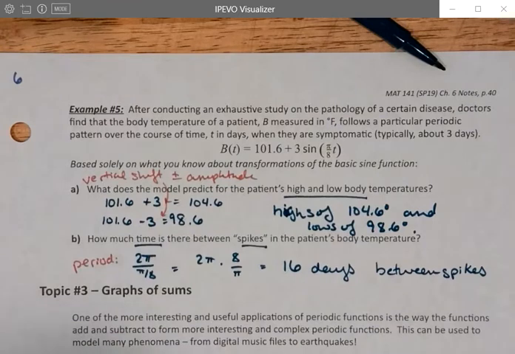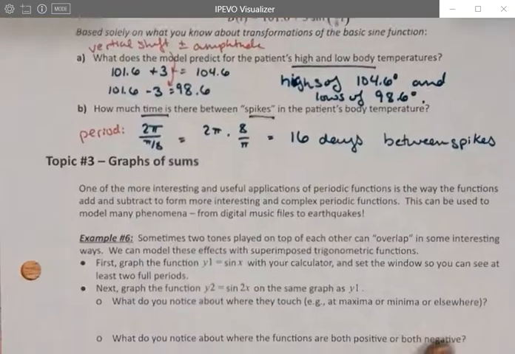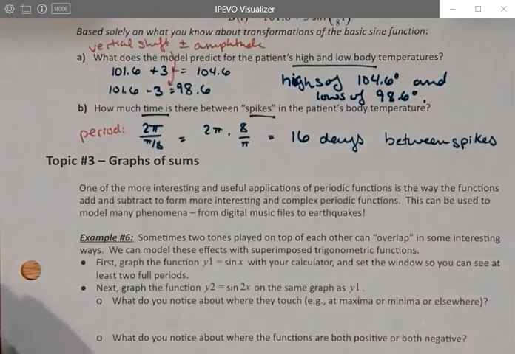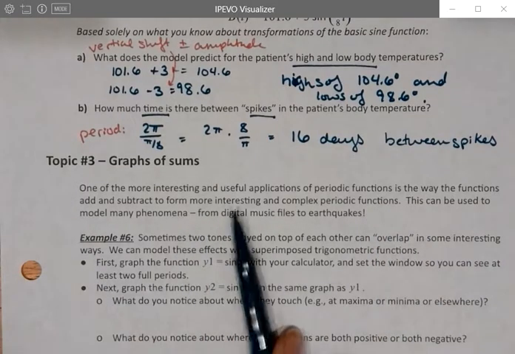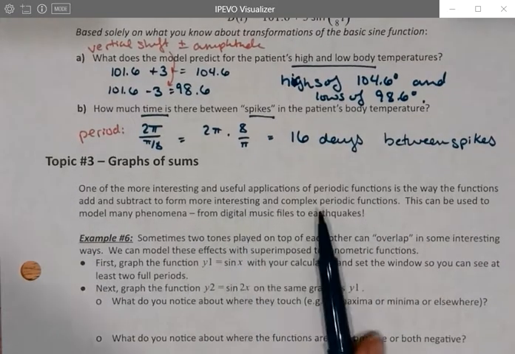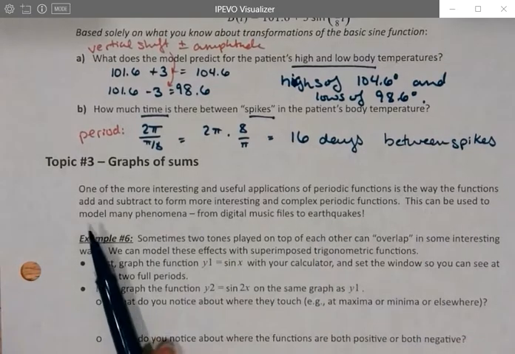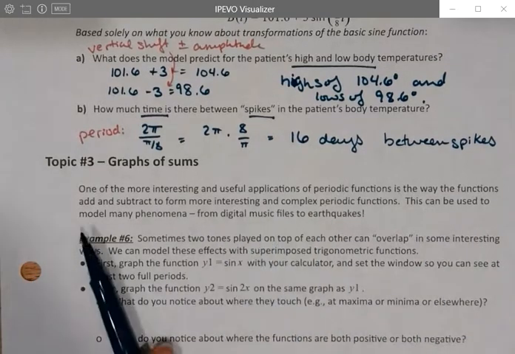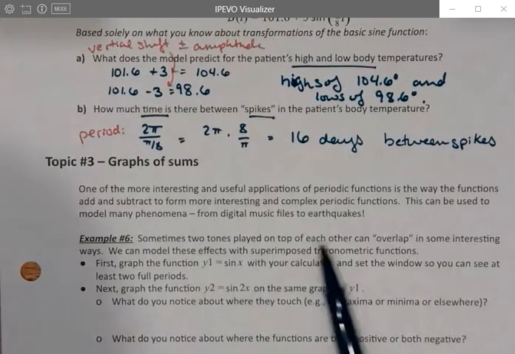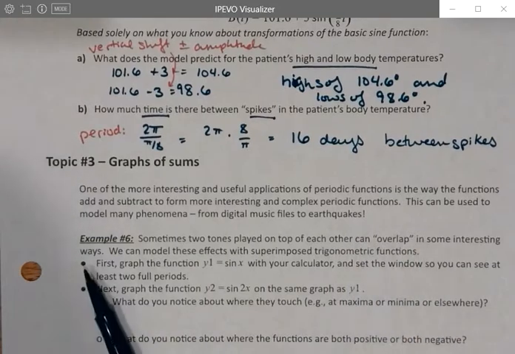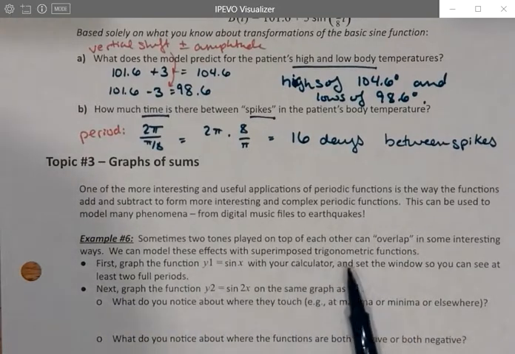Okay, now the last part, topic 3, is about graphs of sums. One of the more interesting and useful applications of periodic functions is the way that they add and subtract to form more interesting and complex periodic functions, and these can be used to model many phenomena. In example 6, sometimes when two tones are played on top of each other, they can overlap in interesting ways. We can model these effects with superimposed trigonometric functions.